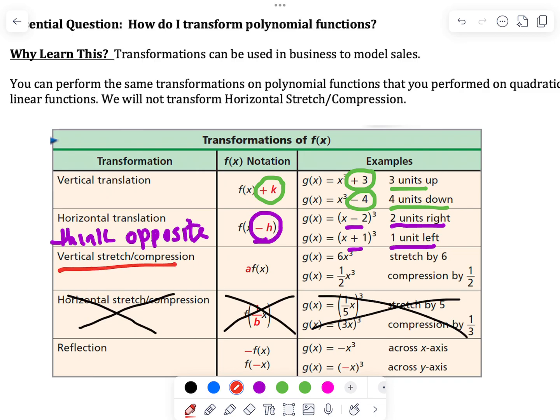Vertical stretches or compressions happen in front of the function. They're going to be multipliers. So since that a is greater than 1, it's going to stretch by 6. It's going to be taller, skinnier. Now we have an a of 1/2. It's a compression, it's a fraction. So those make the graph wider.